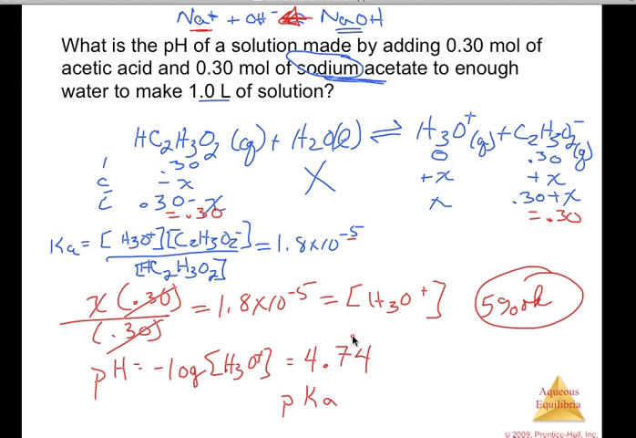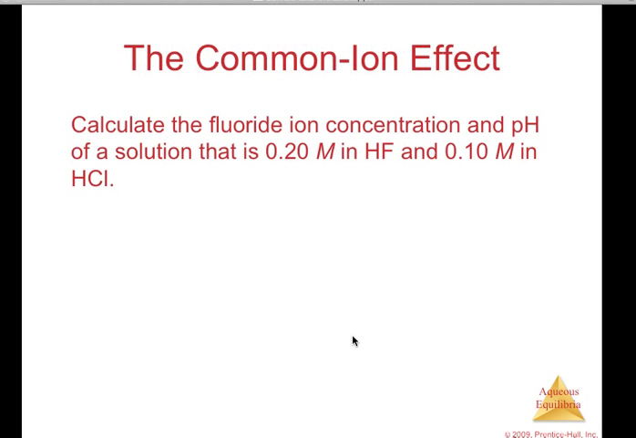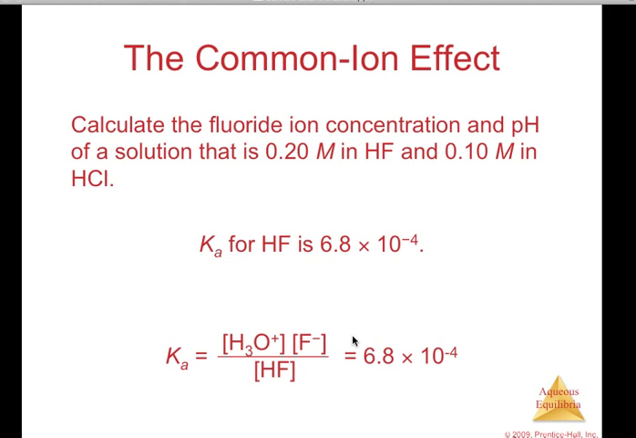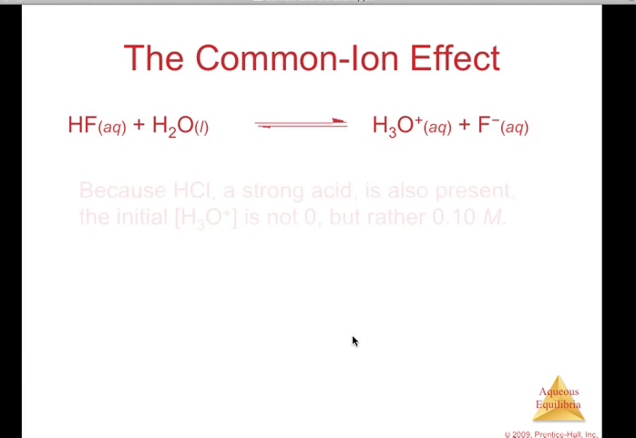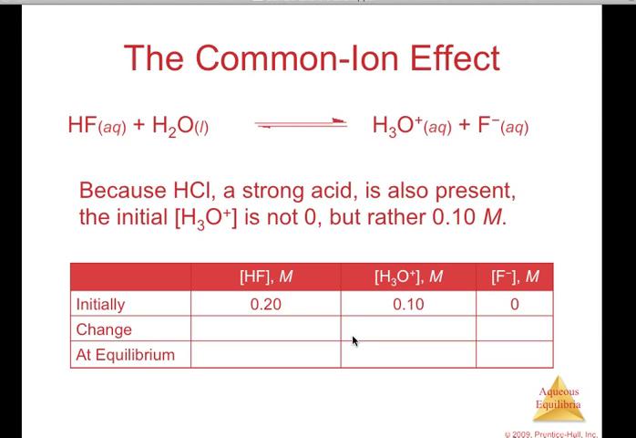All right, so we can do a similar problem. Calculate the fluoride ion concentration and the pH of a solution that is 0.2 molar in HF and 0.1 molar in hydrochloric acid. Right, so we're given some information. Ka for HF, and we're given the expression for Ka, which you should be able to do. So write out the equilibrium. Remember that hydrochloric acid is a strong acid.